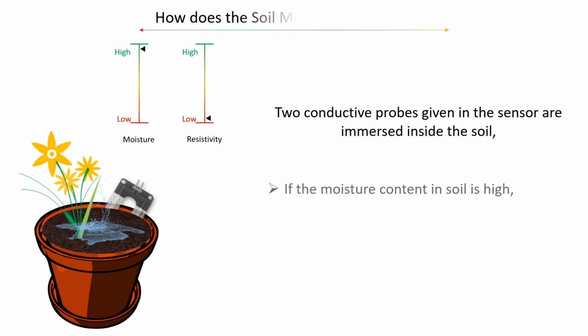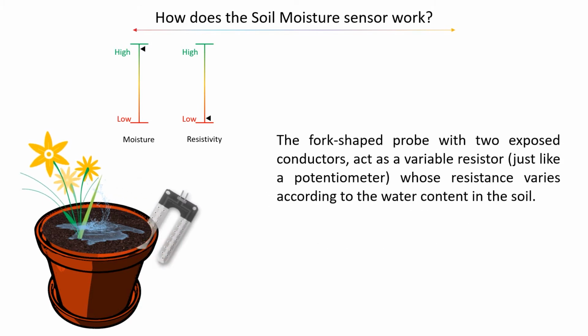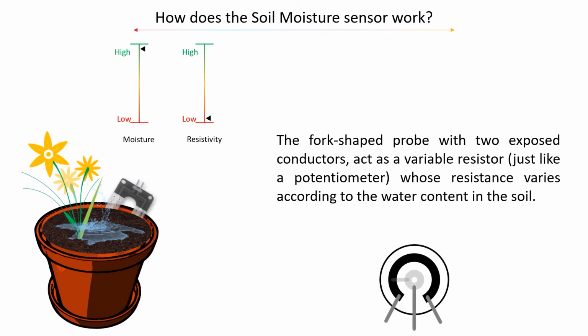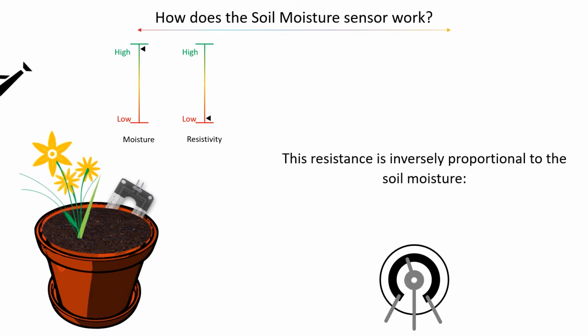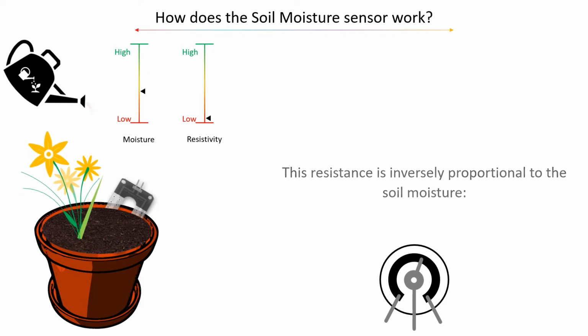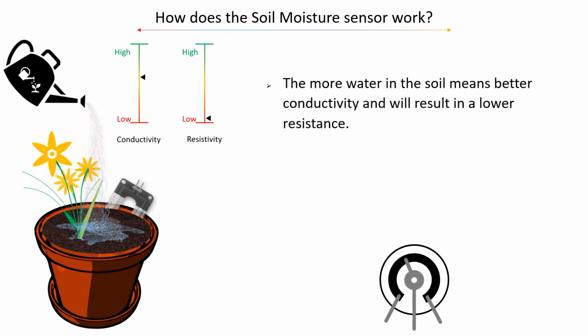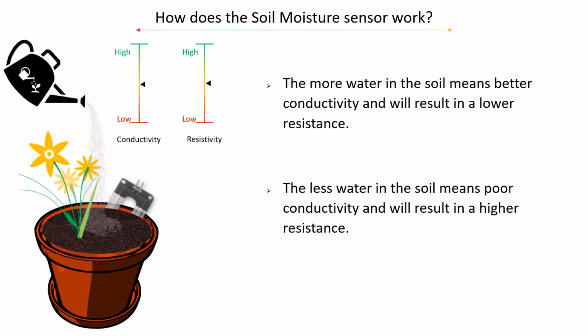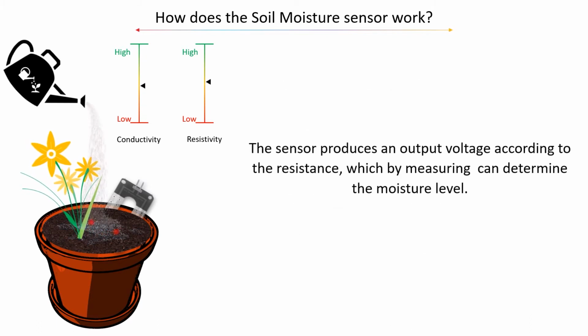Let's find out how this sensor works. The fork-shaped probe with 2 exposed conductors acts as a variable resistor, just like a potentiometer, whose resistance varies according to the water content in the soil. This resistance is inversely proportional to the soil moisture. The more water in the soil means better conductivity and a lower resistance. The less water in the soil means poor conductivity and a higher resistance. The sensor produces an output voltage according to the resistance, which, by measuring, can determine the moisture level.